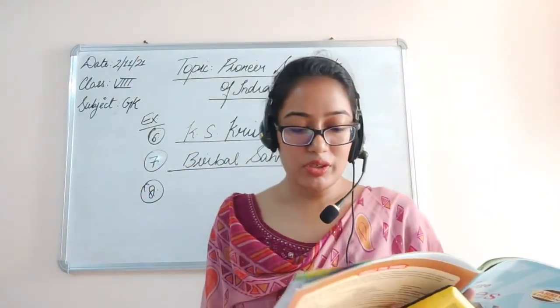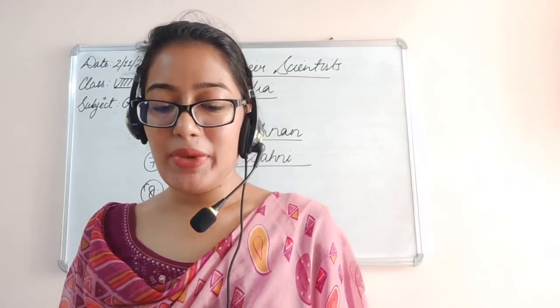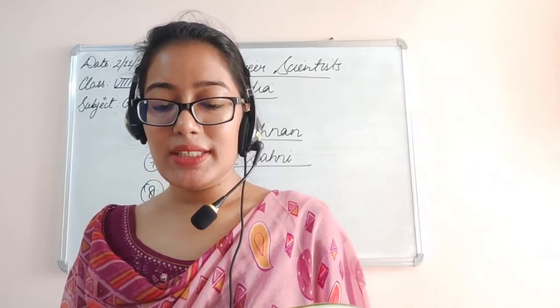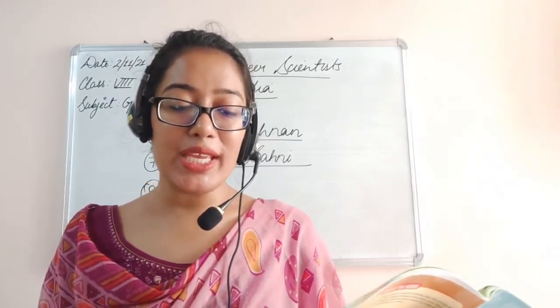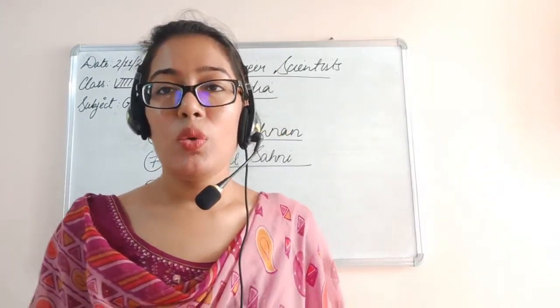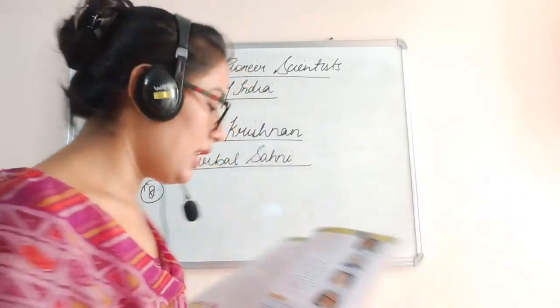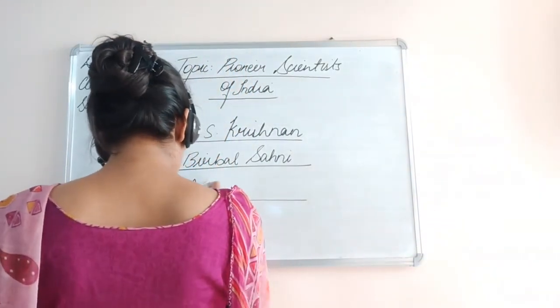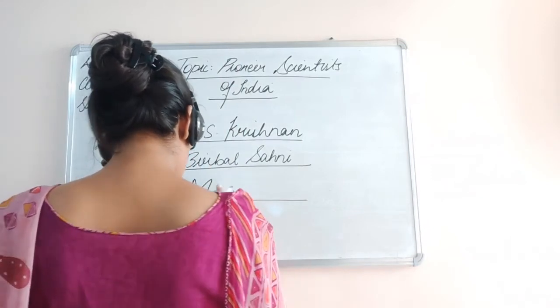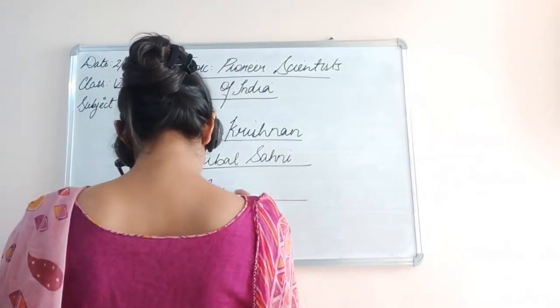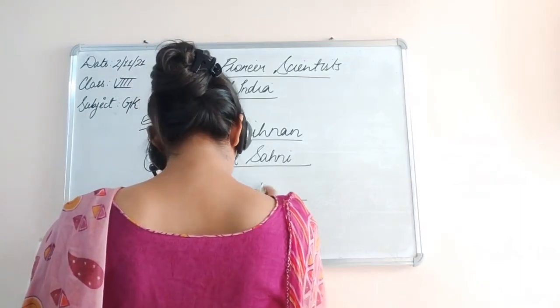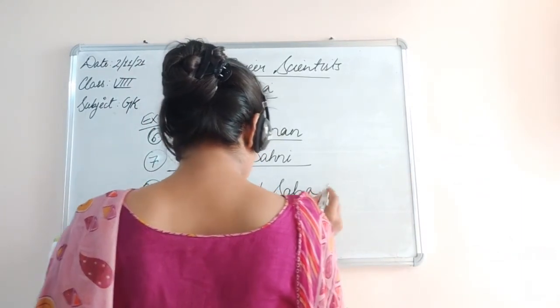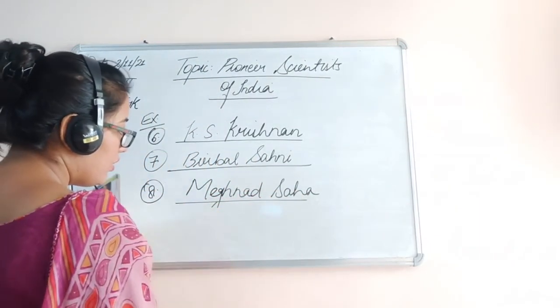He was the founder of a magazine called Science and Culture. He was one of the best astrophysicists of India. His discovery helps the astronomer to know the temperature, pressure, and many other facts about the interior of any star, including the sun. Who was this scientist? This scientist's name was Meghnad Saha.